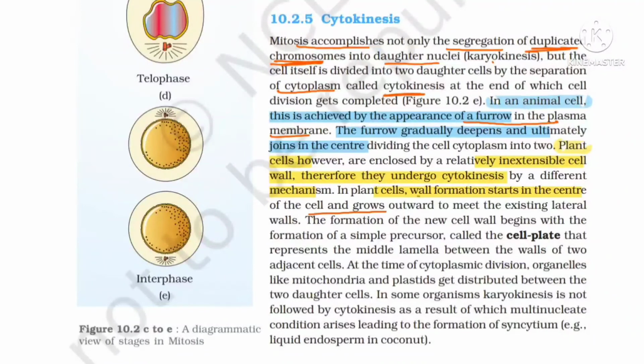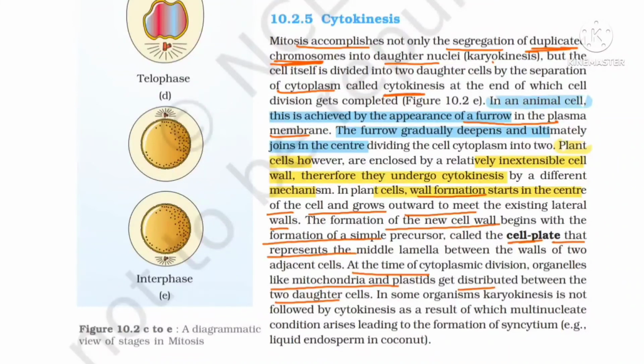In the plant cell, cell wall formation starts in the center and grows outward to meet the lateral wall. Formation of new cell wall material begins with the formation of the precursor known as cell plate. And cell plate is the one which represents the middle lamella. At the time of cytokinesis, organelles like mitochondria and plastid get distributed between the two daughter cells.